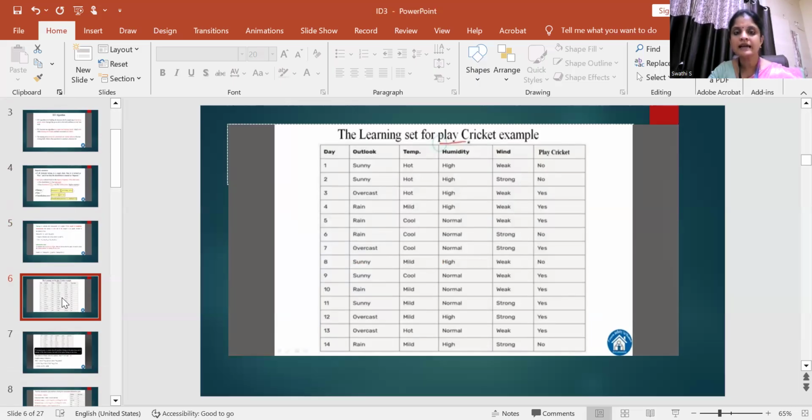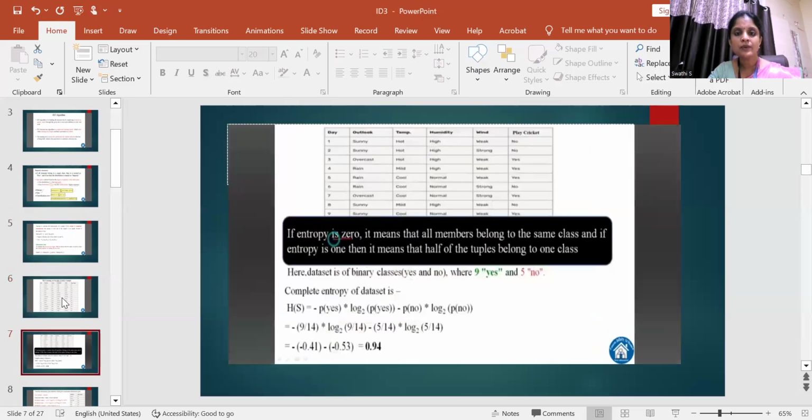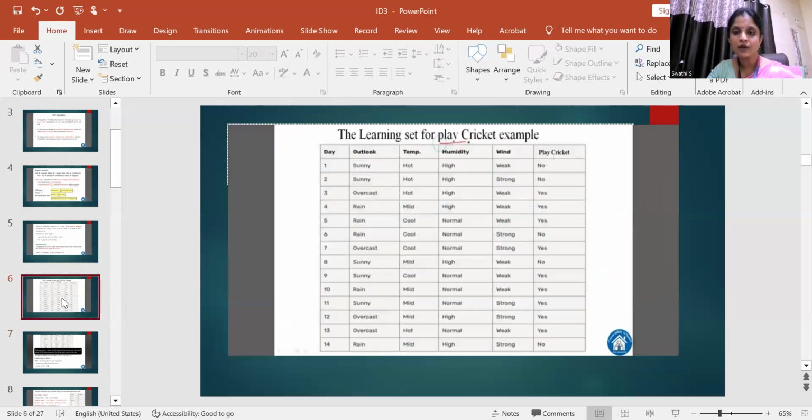Here the dataset contains 14 records. Here we have the class label as play cricket. So the problem statement here is, using these attributes we have to determine whether the student can play cricket or not. So we have 14 records. We have to calculate the entropy value first. So first we have to count how many yes and how many no. Here we have 9 yes and 5 no.